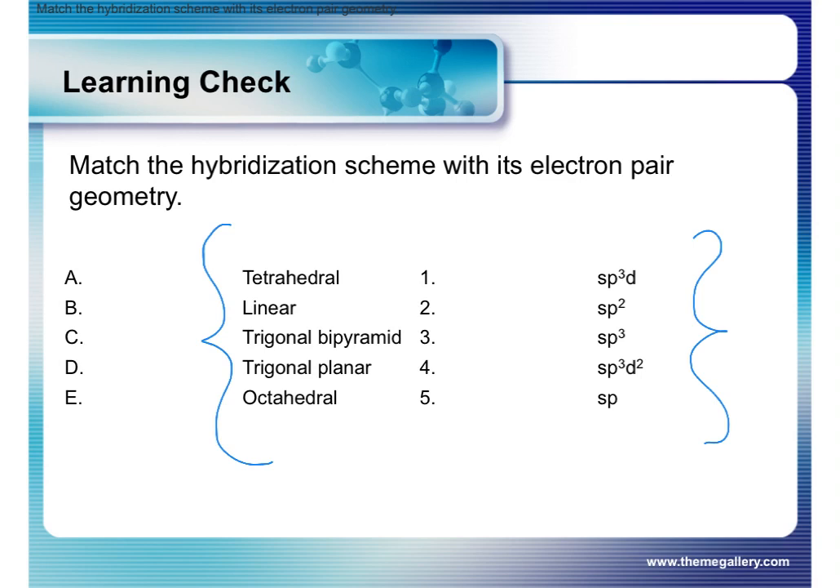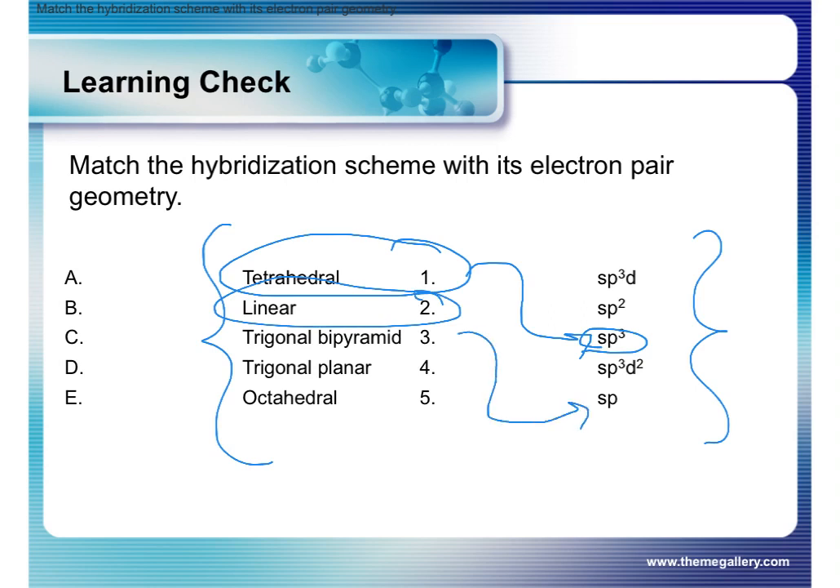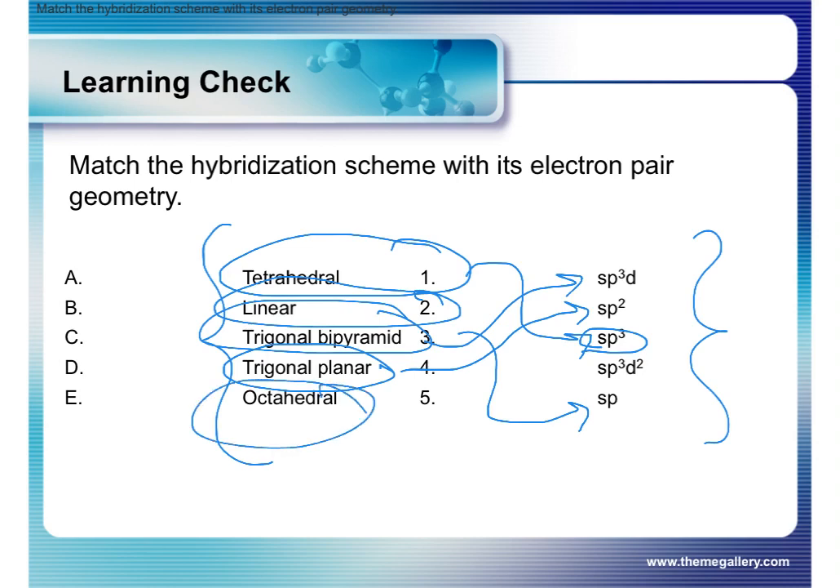So hopefully you tried this on your own. Tetrahedral is 4 domains. So it is sp3, because that's 4, and s and 3 p's make 4. Linear is only 2 domains, so that is sp. Trigonal planar is 3 domains, so that's sp2. Trigonal bipyramidal is 5 domains and sp3d, and octahedral is 6 domains and sp3d2.